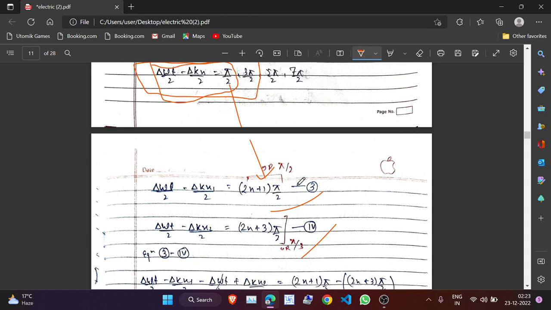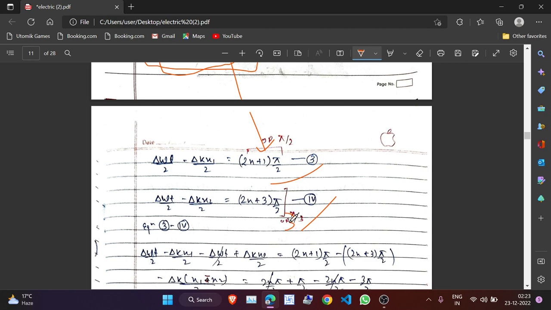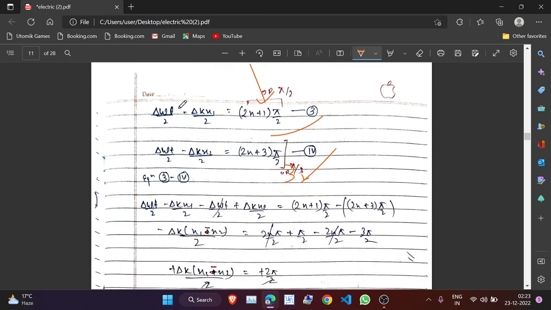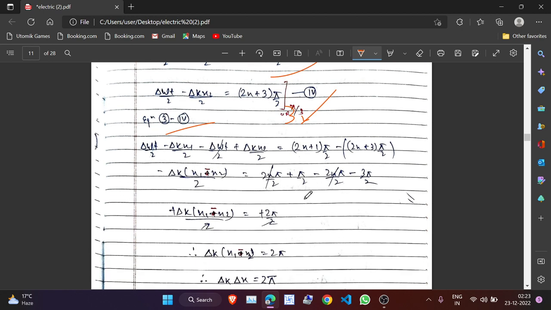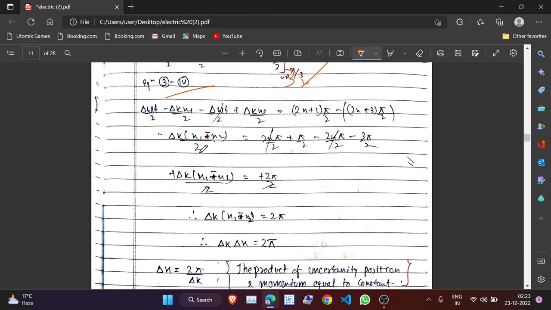You can write 2n plus 1 times pi by 2 in place of pi by 2 and 3 pi by 2. You will get the same result. So we subtract equation 3 and equation 4, and we get this. After subtracting, basic mathematics, we get delta k into delta x is equal to 2 pi.